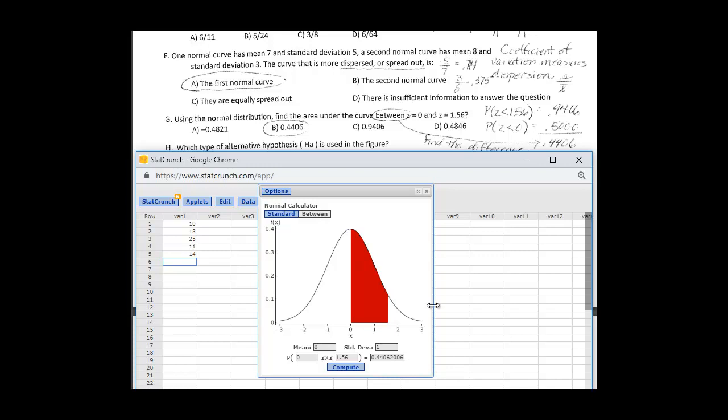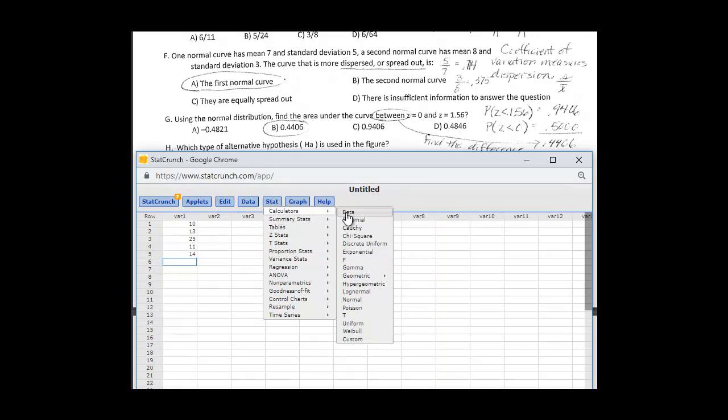So again, what I was doing there is I went to Stats, Calculators, and down to the normal calculator. Anytime I'm looking at z-scores, I'm looking at the normal calculator. And I can use that calculator when I'm just trying to find the probability.